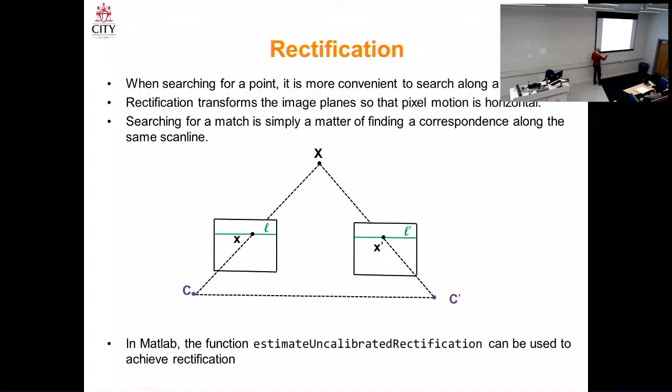And now if I want to find, say, the correspondence of x in the right image, I can just search along the horizontal line. So you can imagine how that might even be more efficient. In code, you just have to go along a horizontal scan line. So again, this is a type of image transformation or warping, which will make the computation simpler. In MATLAB, there's a function called estimate uncalibrated rectification, which you can use to do this type of effect.